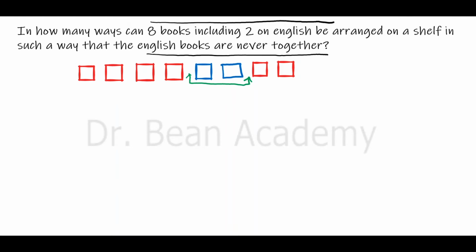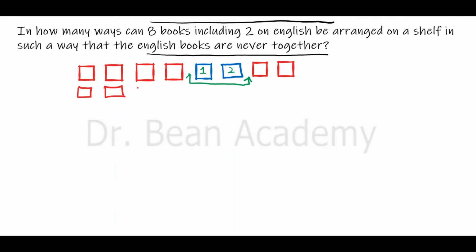First, I will calculate those permutations in which these 2 English books are together, because it's easier to calculate those permutations when these 2 English books are together. And when they are together, there could be 2 possibilities. For example, this is the first English book and this is the second English book. And in this situation, they are together, right? There could be another situation in which they are still together.